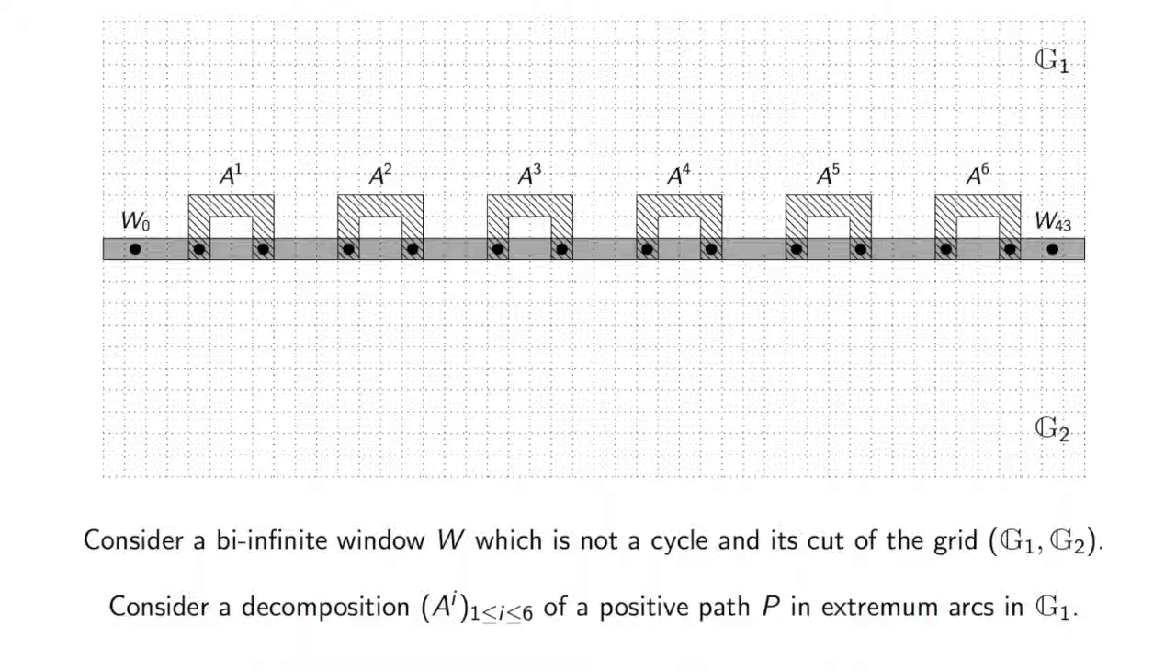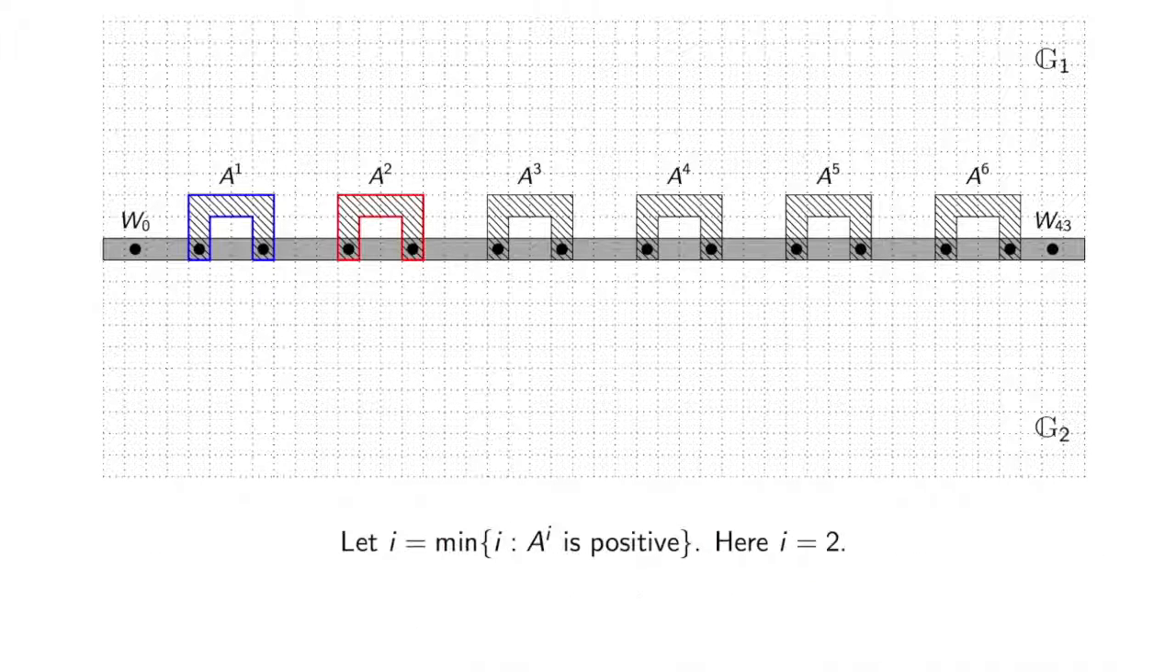Consider a simple path P such that its first and last positions belong to the window W, and here is the decomposition of P in extremum arcs in the graph G1. This decomposition is made of 6 arcs. We do not draw the path P. In this example, we do not suppose that P is extremum.